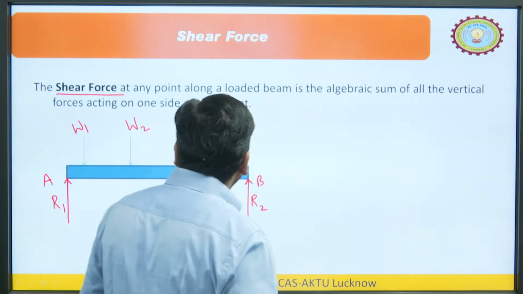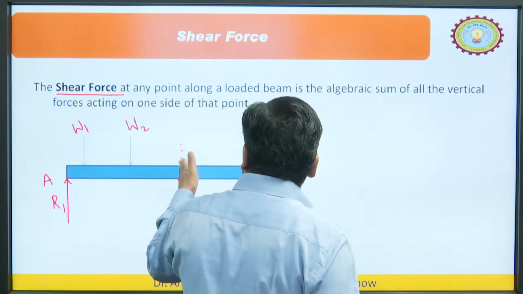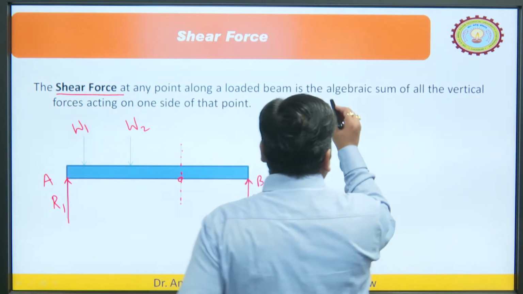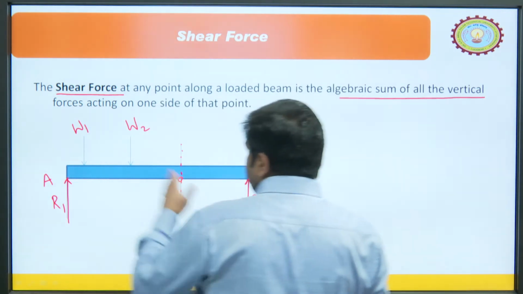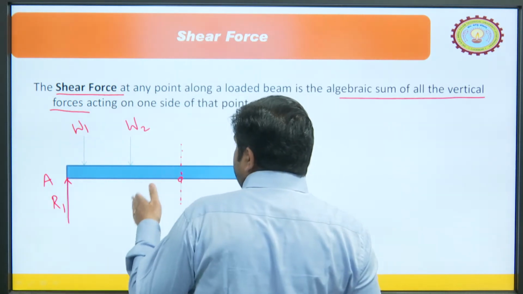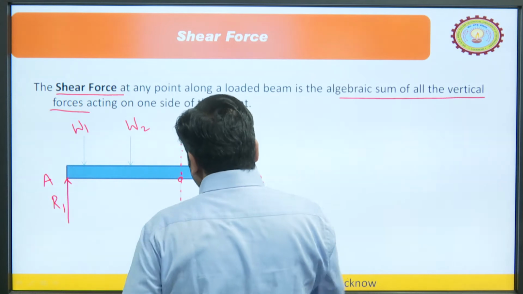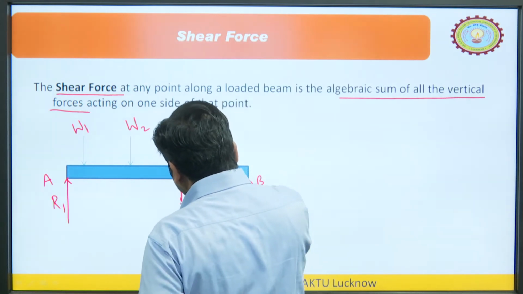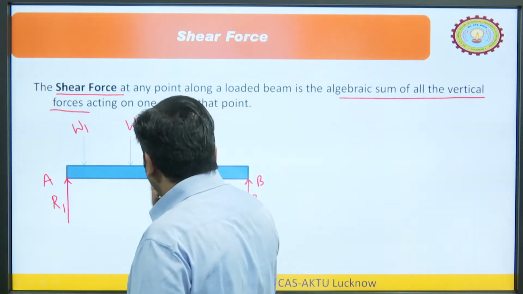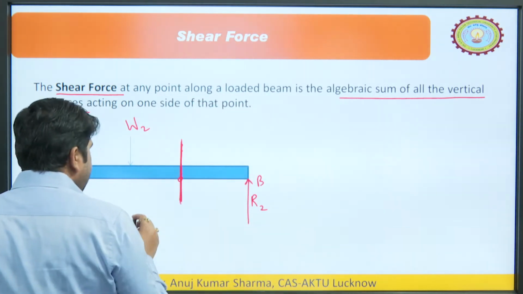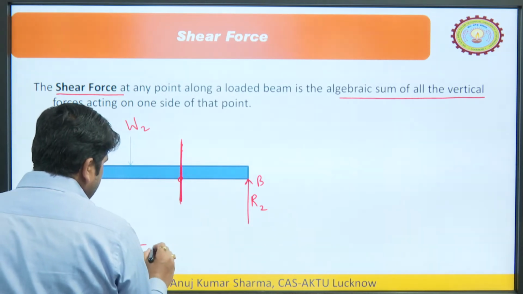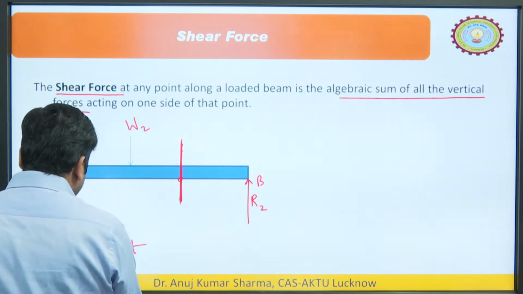So, what is shear force? At any point if you want to calculate, it is the algebraic sum of all the vertical forces. This is very important: the algebraic sum of all the forces acting on one side of that point. Let us say we want to calculate the shear force about this point. Either see the left side or see the right side, that will give you the same result, either left or right.